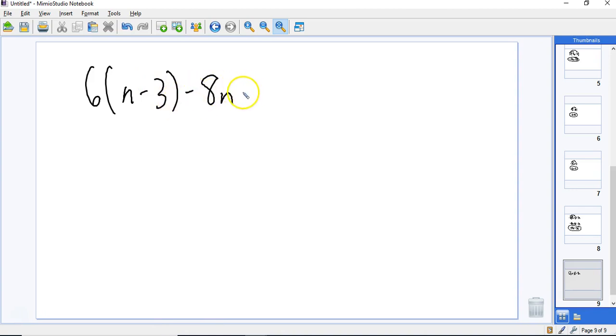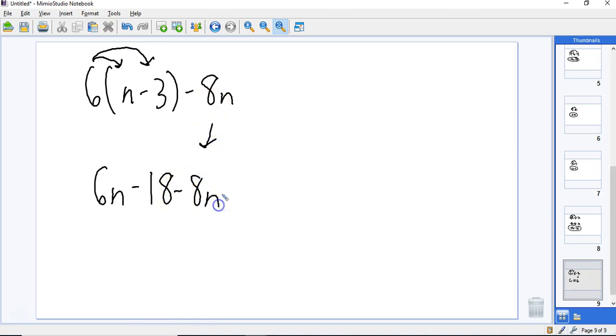So this is minus 8n, class. We're not trying to multiply anything else by negative 8n. That is a minus sign. So we distribute the 6 to the n to get 6n. Then we distribute the 6 to the -3 and get -18. Then we bring the -8n down.